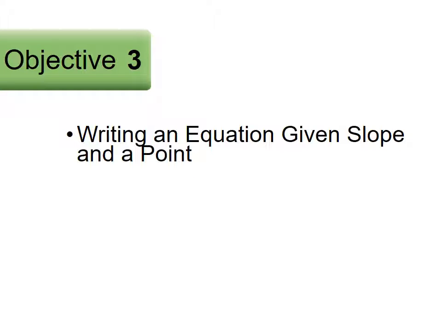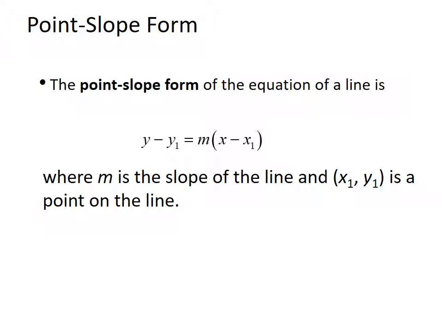Next, we're going to go over writing an equation given slope and a point. So this is where we're talking about using point-slope. So our point-slope form is not on our green card, but you can go ahead and add it to your green sheet if you want. So we have y minus y1 equals m times x minus x1. And we're going to use it, especially when we're given a point and a slope.